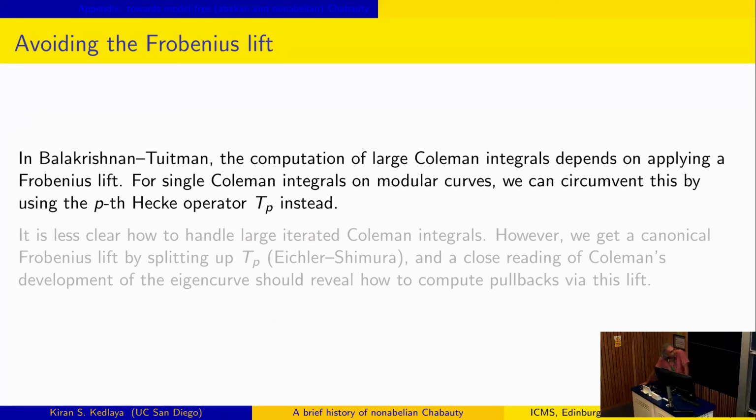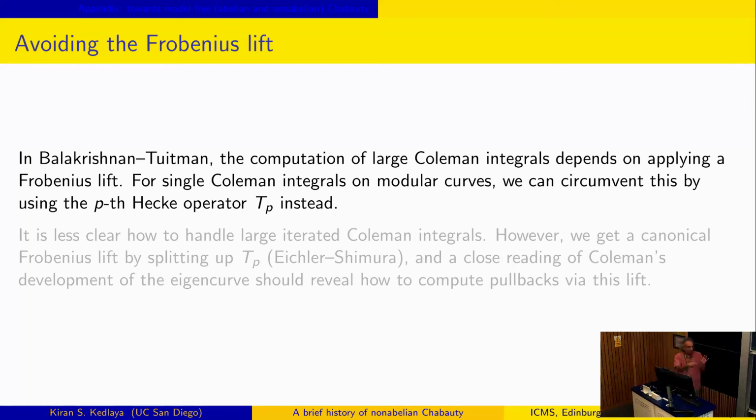There are three things that you want to think about. One is computing these large integrals using a Frobenius lift. There's a natural Frobenius lift that comes up in modular curves, which is the thing you get by taking the T_p operator and splitting it up according to Shimura. For single Coleman integrals, you don't have to split it up. You can directly look at this.